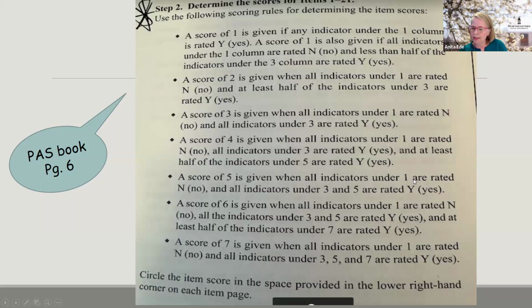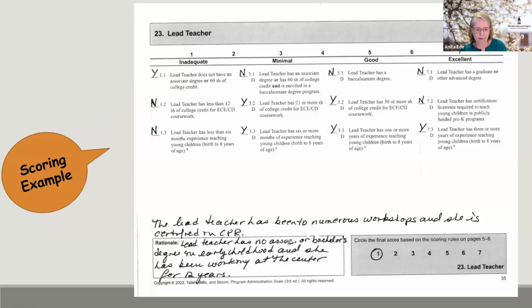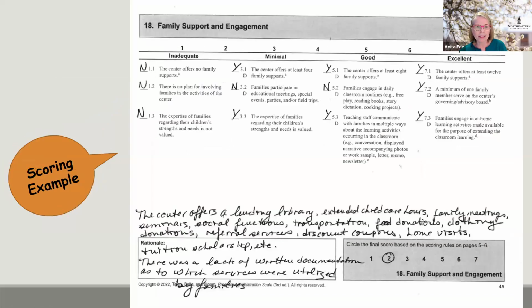A score of 5 is given when all indicators under 1 are rated no, and all indicators under 3 and 5 are rated yes. A 6 is given when all indicators under 1 are no, all indicators under 3 and 5 are yes, and at least half the indicators under 7 are yes. And then, of course, a perfect 7 if you have all yeses in the right spots and nos on the inadequate.